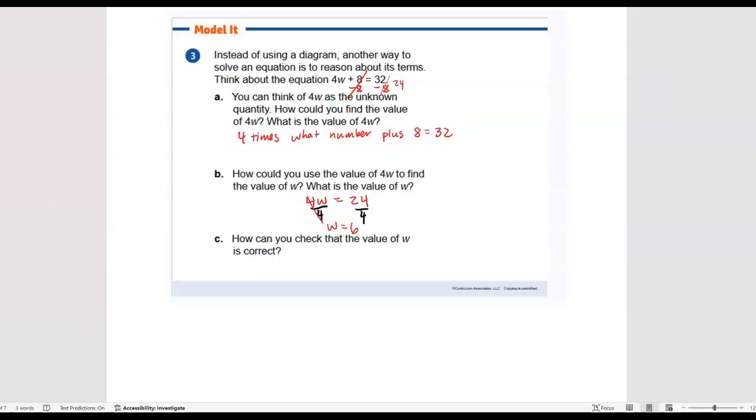How could I check it? I plug back in, just like I did. So if I have 4w plus 8 equals 32, anytime I see a w, I'm going to plug in a 6. So 4 parentheses 6. Always use parentheses when plugging in. And 4 times 6 is 24 plus 8 is equal to 32. 24 plus 8 is 32. 32 equals 32. I know I am correct. If I got any other number is equal to 32, I know I'd be incorrect.